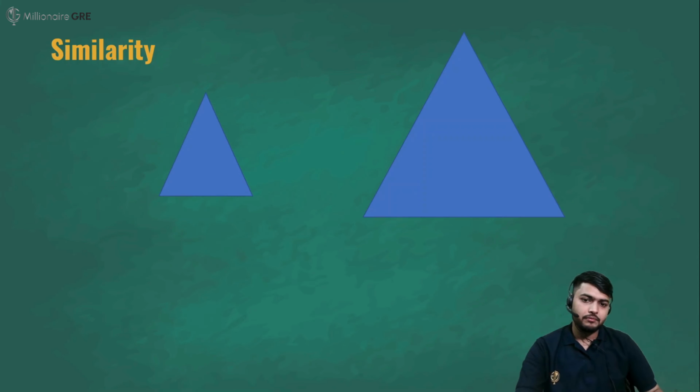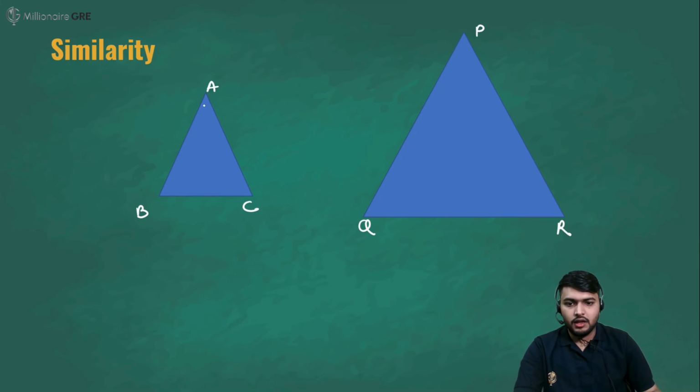Moving ahead, we will now discuss the angle angle angle property. Let's say these are the two triangles ABC and PQR, and this is angle A. Let's take X, Y, Z. This is X, Y, Z. All the angles are the same in both the triangles, so the triangles are similar by angle angle angle.